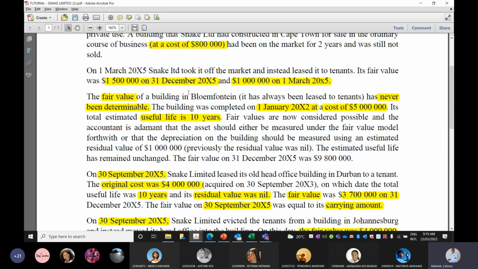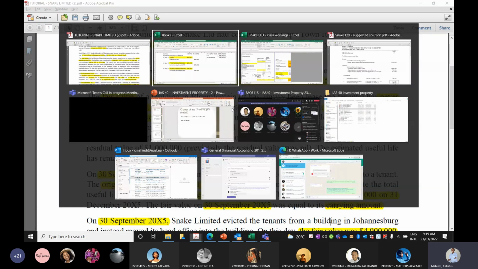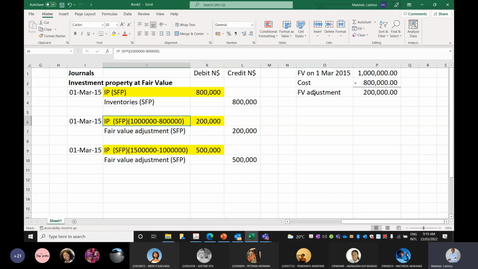The fair value of a building in Bloemfontein, it has always been leased to tenants, has never been determinable. So for this one, we know that this is investment property at its cost price, because we said investment property where at the beginning you did not know the fair value should always be measured at its cost price. And I think this was the only investment property that was actually measured at its cost price.